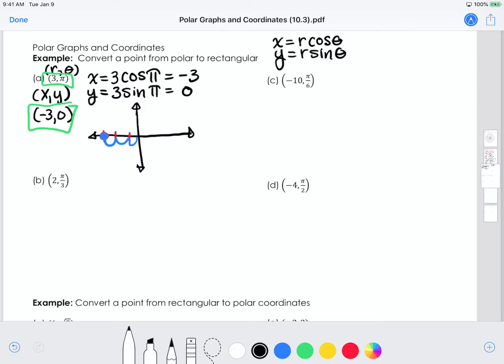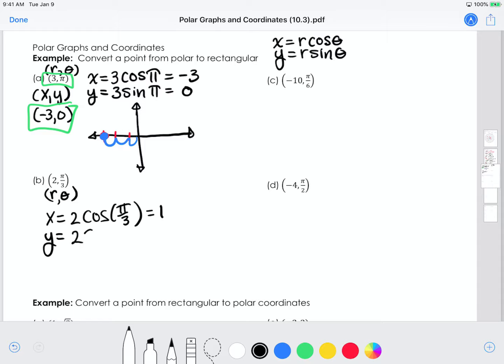So for part B, it's in polar form because I have my r and my theta, and I want to find it in terms of x and y. So to find my x, I take r times cosine of pi over 3. Cosine of pi over 3 is 1/2, and when I take 1/2 times 2, that gives me 1.